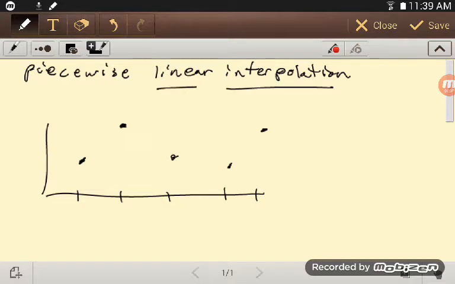Now, the linear part, well, it's a straight line, and so that straight line connects those points. But of course, these points are not in a straight line, and that's the piecewise part. And so we're just going to build a piecewise function on this thing.